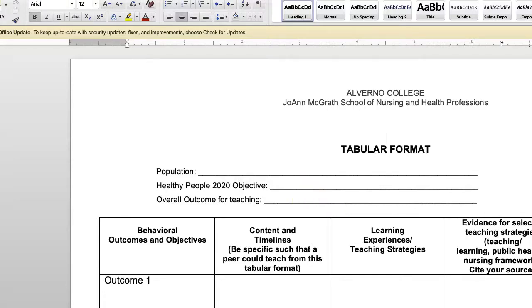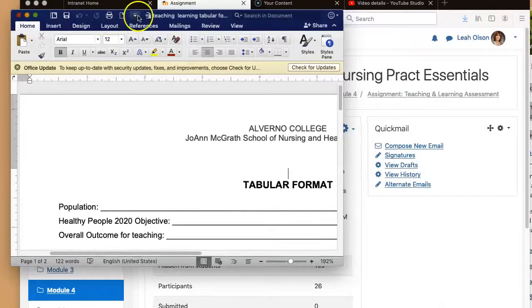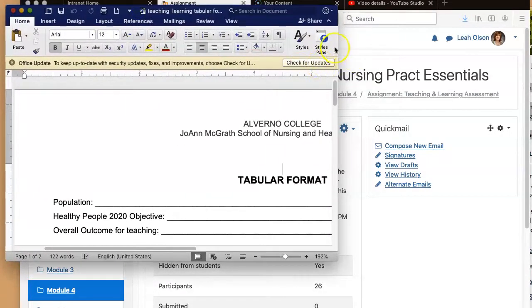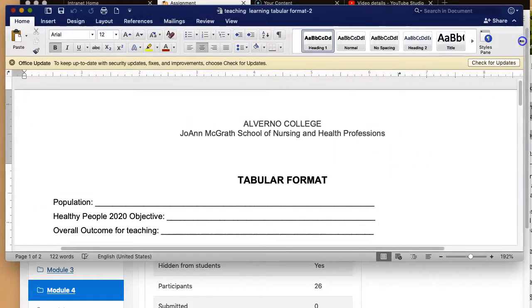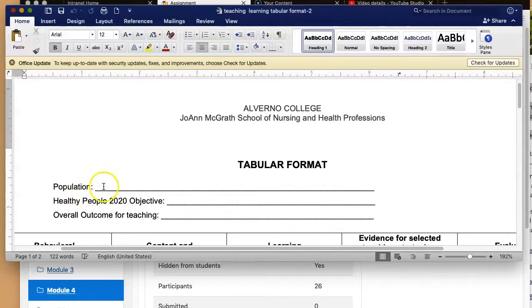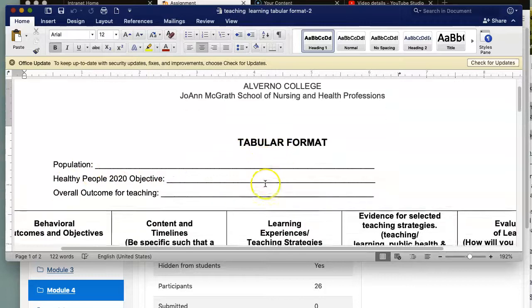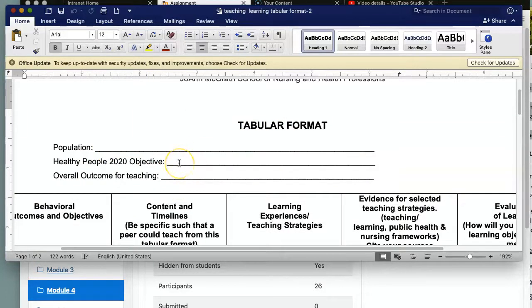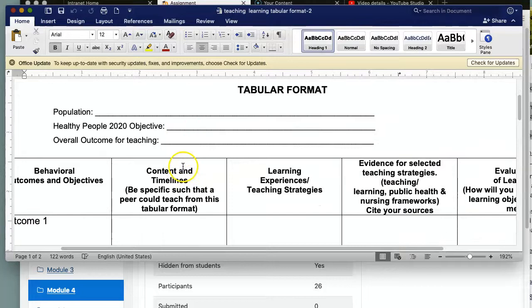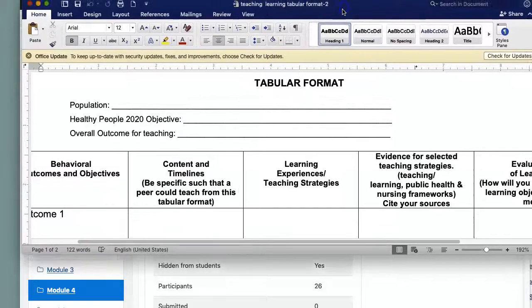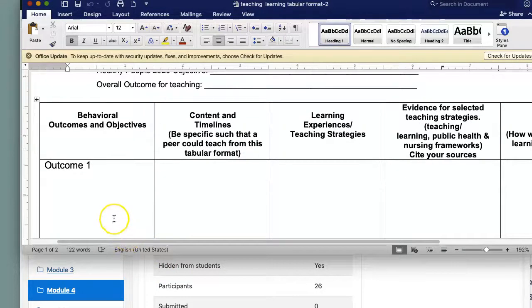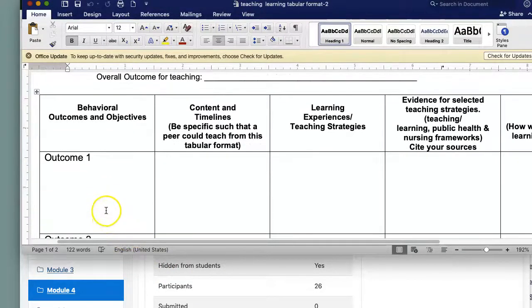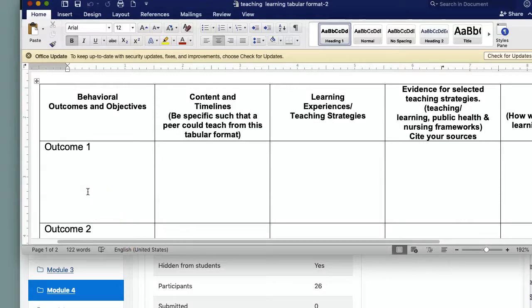Oh boy, can you even see this? I don't know if you can see that. So let's try it again. I don't want to rewind and do this again. You don't know how many of these I've been creating for this summer. Okay, so you want to put your overall population in here, the Georgia college students. Find a Healthy People 2020 objective. And what is your overall outcome? What is it you want the students to learn? All right, so you're going to put your outcome here, whatever it is.